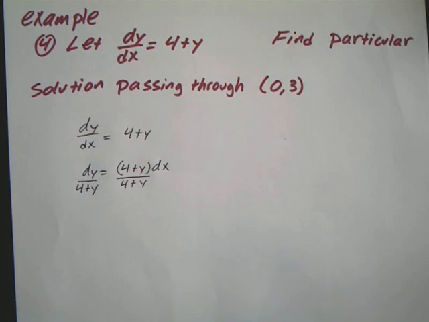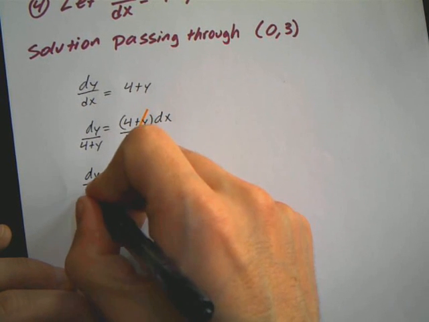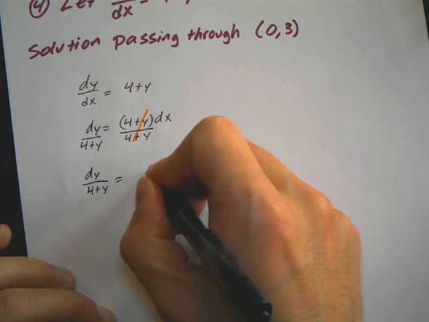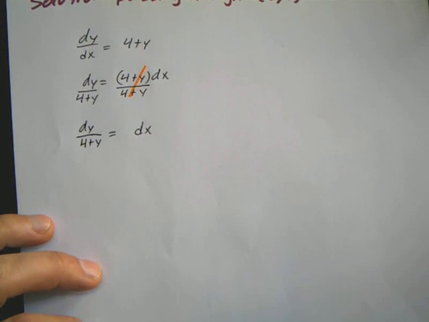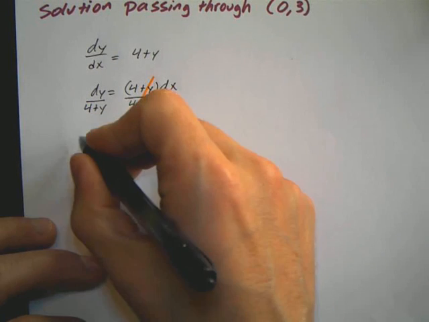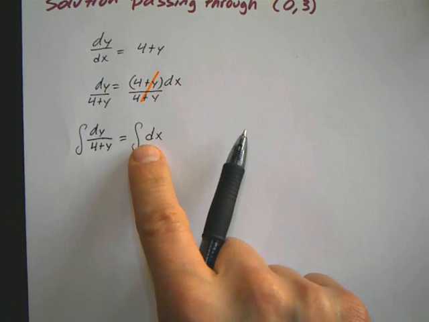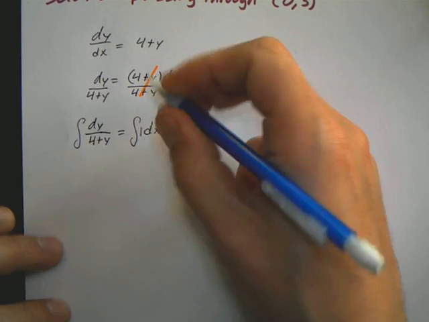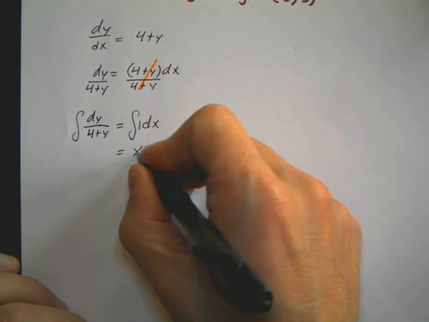Alright. So my term over here is dy over 4 plus y equal to dx. Okay. Now the technique is to integrate both sides. So you may be thinking, well, what's the integral of dx? Well, if you think of it as a little invisible 1, the integral of 1 is just x plus c.